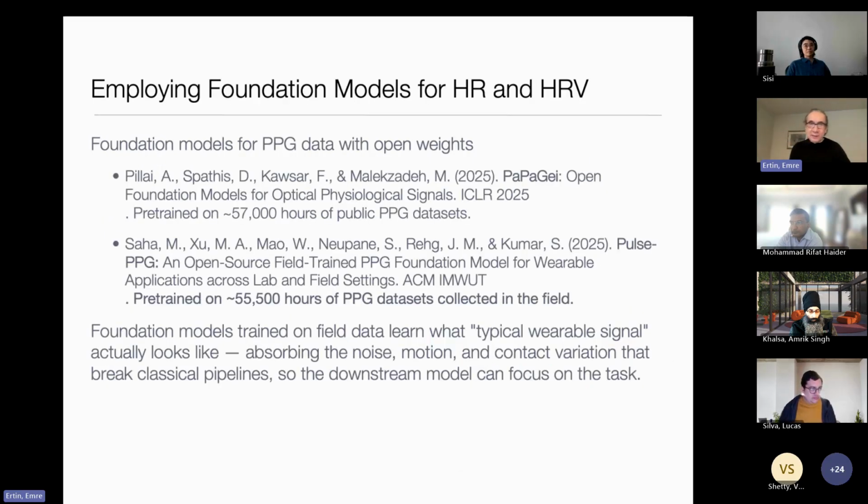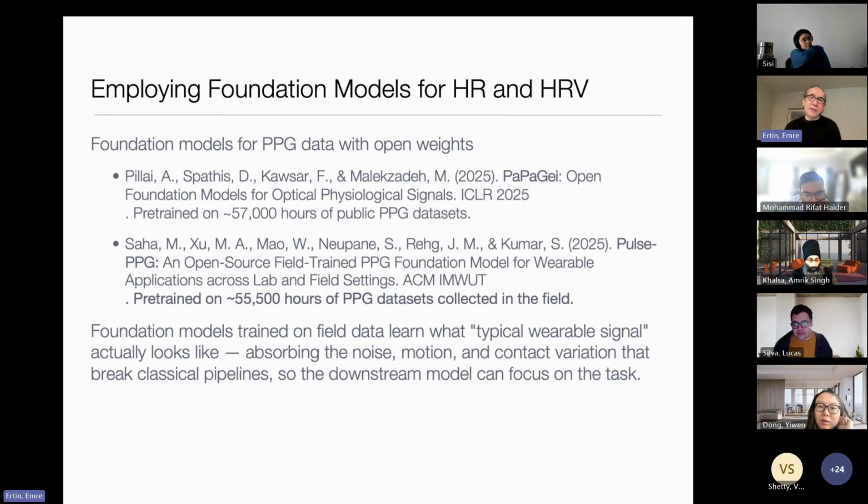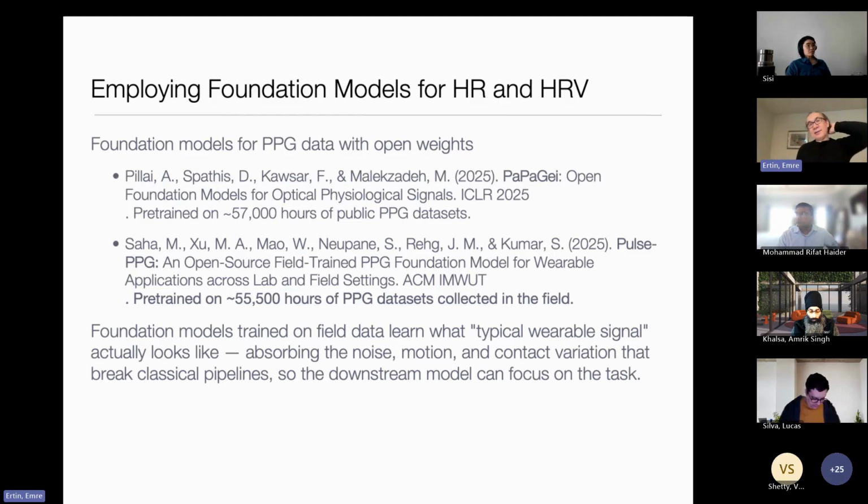But over the years we developed many methods, signal processing and others, to combat these motion artifacts. But the new era is training foundation models for PPG data. There are a couple here, again the second being from the M.Dot Center. The first one is trained on public PPG datasets, mostly clinical, and Pulse PPG is trained on data from the field, about the same number of hours, 55,000.